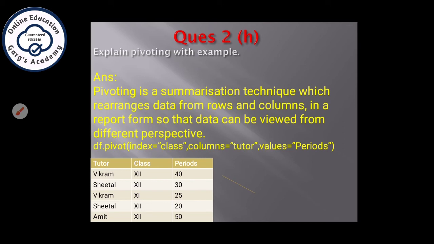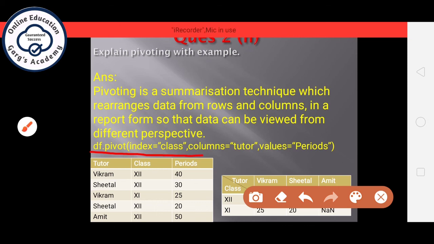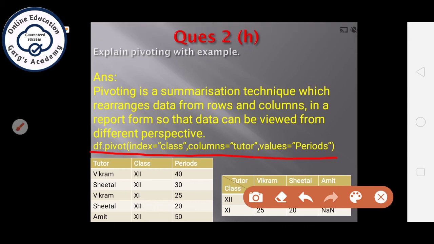But if number of tutors are more and number of classes are more, it is very difficult to find immediately how many teachers are taking how many classes and how many number of periods. So if we want the result in this form, we can write the pivot function in this way. How will it work? If we write index equal to classes, it means it will make this as index.